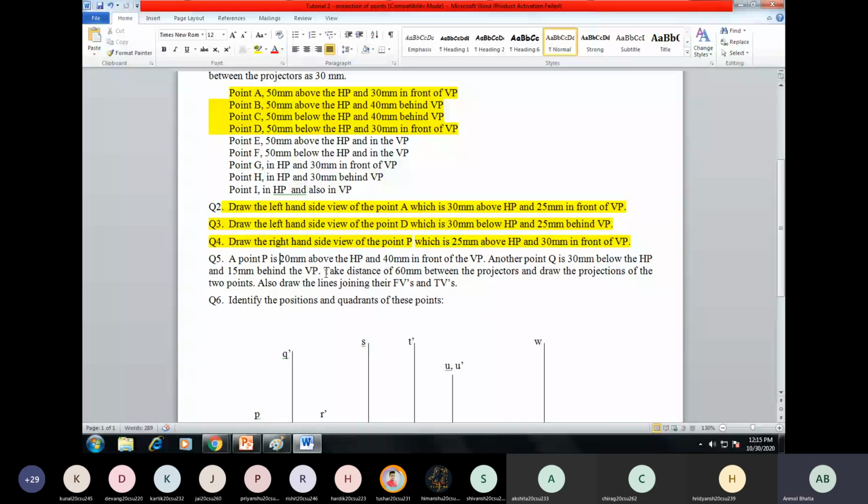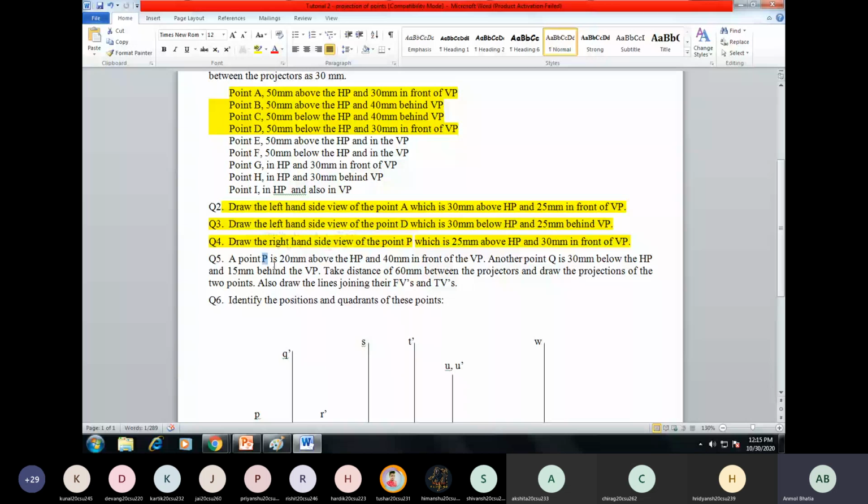We have done these. Now look at question number 5. In this we are given 2 points. There is one point P which is 20 above HP and 40 in front of VP. And we have another point Q which is 30 below HP and 15 behind VP. That means this P point is in which quadrant? First quadrant. The first quadrant. And Q point is in the third quadrant.